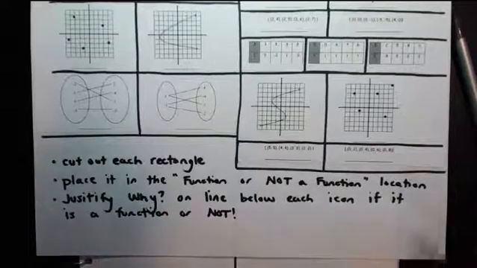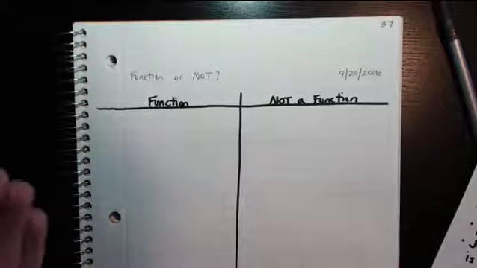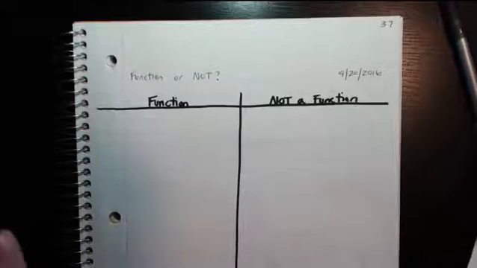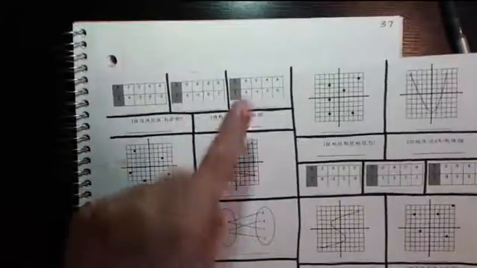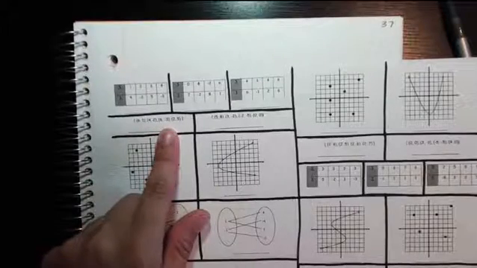Now, I don't want you to glue these in quite yet. I just want you to place them there, because after you're finished, you're going to check with your neighbor, and then we're going to go over it together. Then we'll glue them in. Okay? So again, cut each rectangle out, then justify whether it is or not.